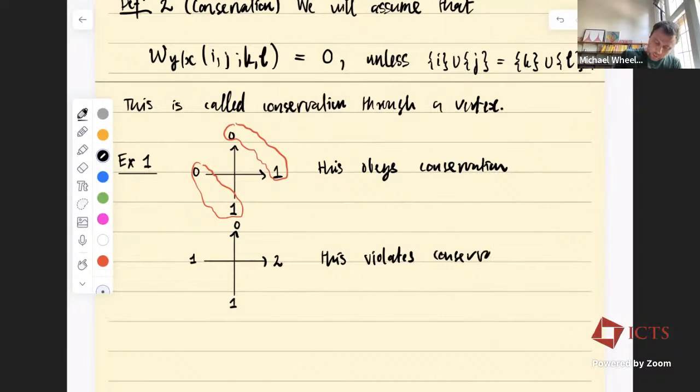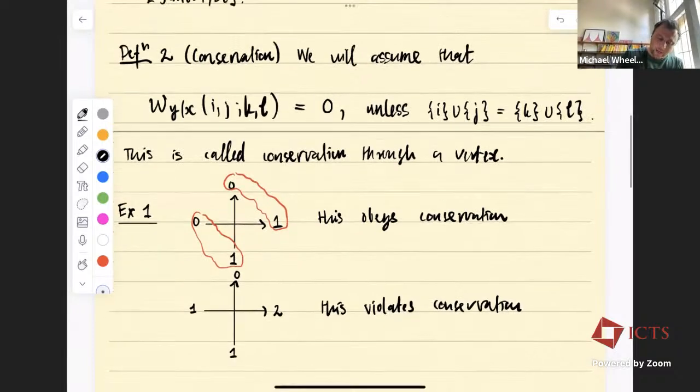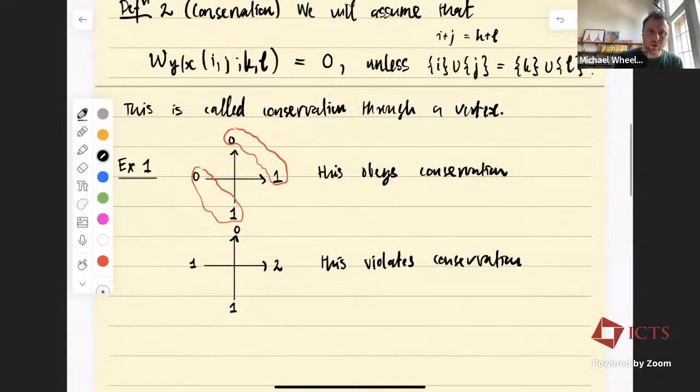And I chose that example because it illustrates a kind of pitfall that you can fall into. So the conservation property is not saying that i plus j should be equal to k plus l. And note that the vertex that I just drew, that would actually be true. It is precisely not this. It's rather saying that the addition of those two things as sets should be preserved when you travel through the vertex. Okay.